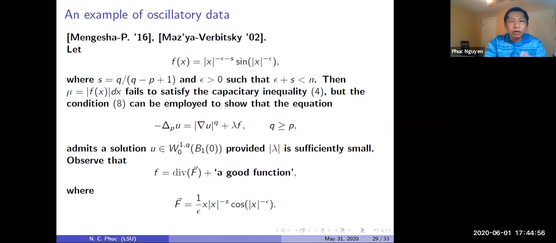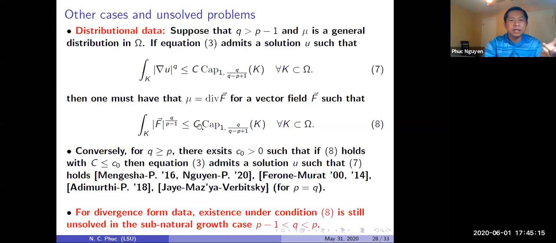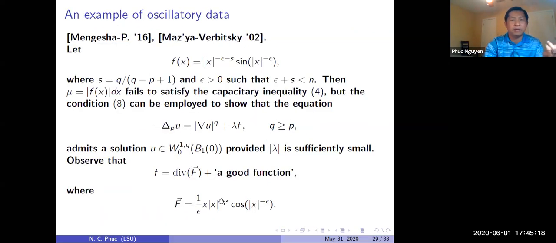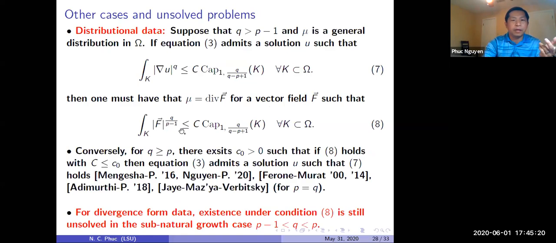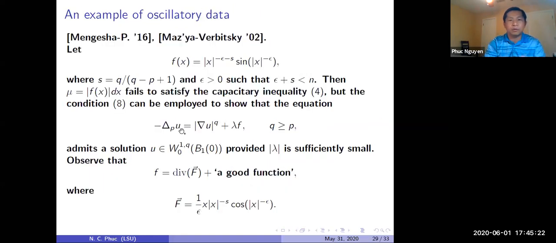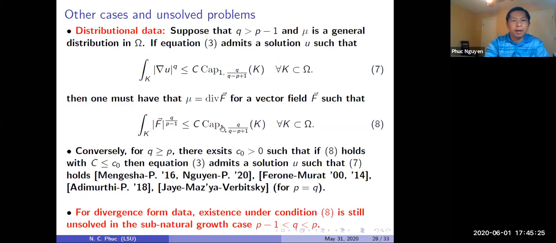Now, but if you rewrite f in a divergence form, you can easily find that f can be written as the divergence of some vector field F plus a good function, and actually the vector field F is explicit. It is written like this. Then you can apply this condition. I mean, this condition will be satisfied, okay? And you can apply this result and get the existence result. So there is an advantage when you formulate this, and of course, this is more general than the situation with measure data, okay?